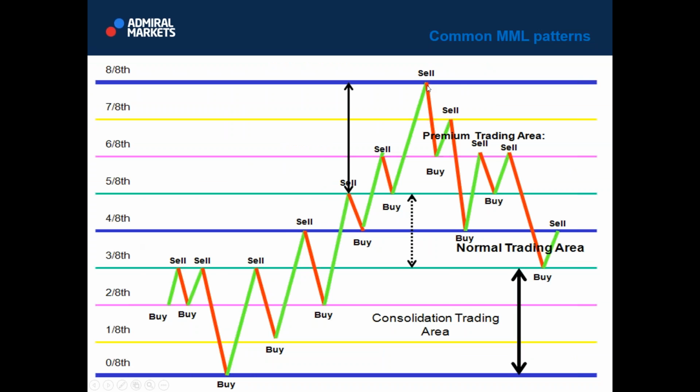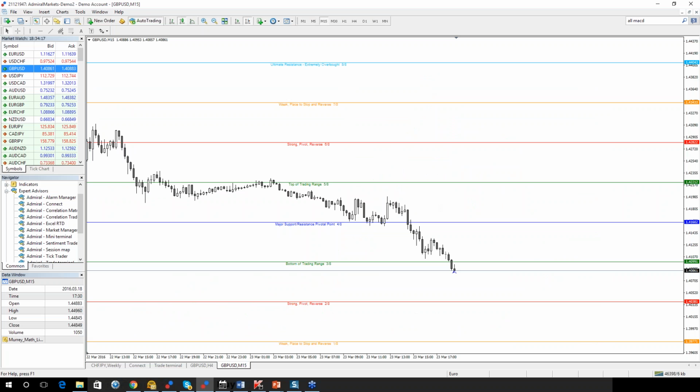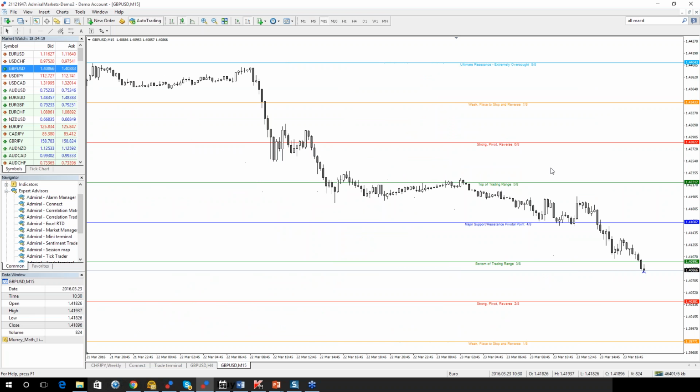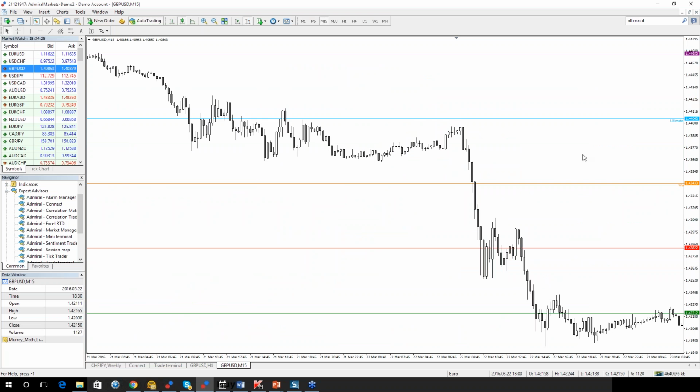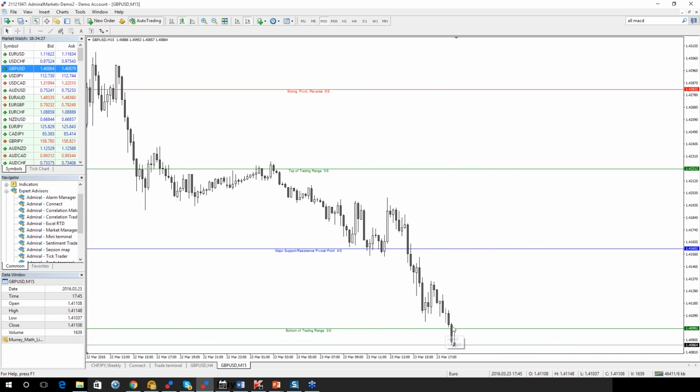If it hits 8.8, ultimately it will go to 4.8 or 3.8. If it hits 6.8, it should retest 5.8. Here, see 6.8, 5.8, 8.8, look, 8.8, and it went here.